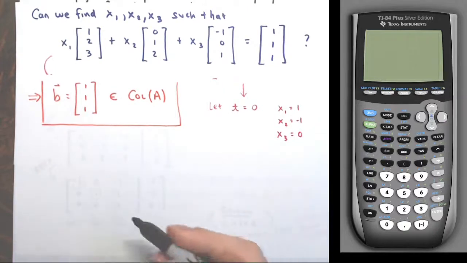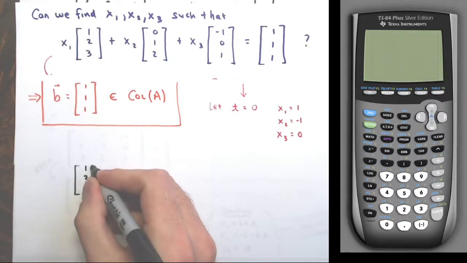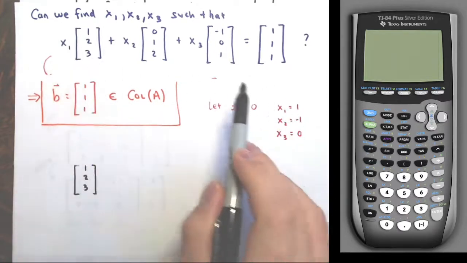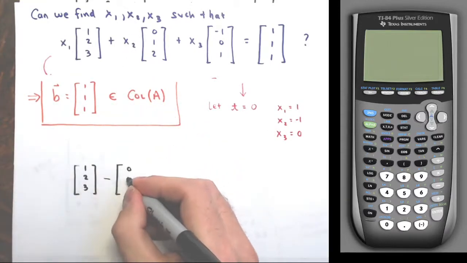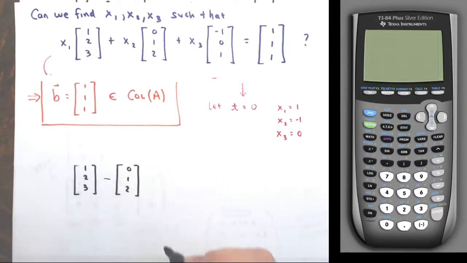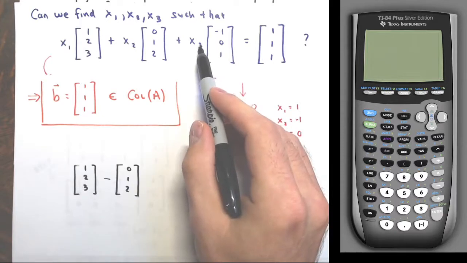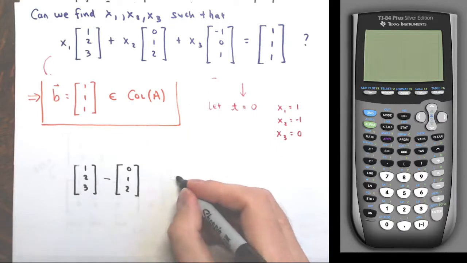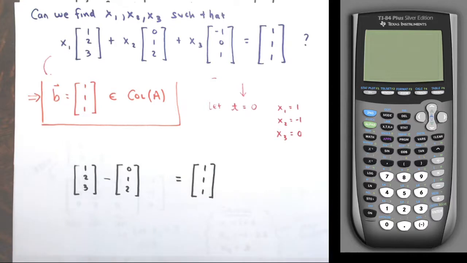We'd see that 1, 2, 3, right? That first column from matrix A. Then, that's replacing x1 with 1, replacing x2 with negative 1. It could be minus, and then 0, 1, 2, that second column from matrix A, and then plus 0. So I don't really need to do that. When you have 0 of a vector, you have none of it. That'll be equal to 1, 1, 1. That's one way you can see how 1, 1, 1 is in the column space.